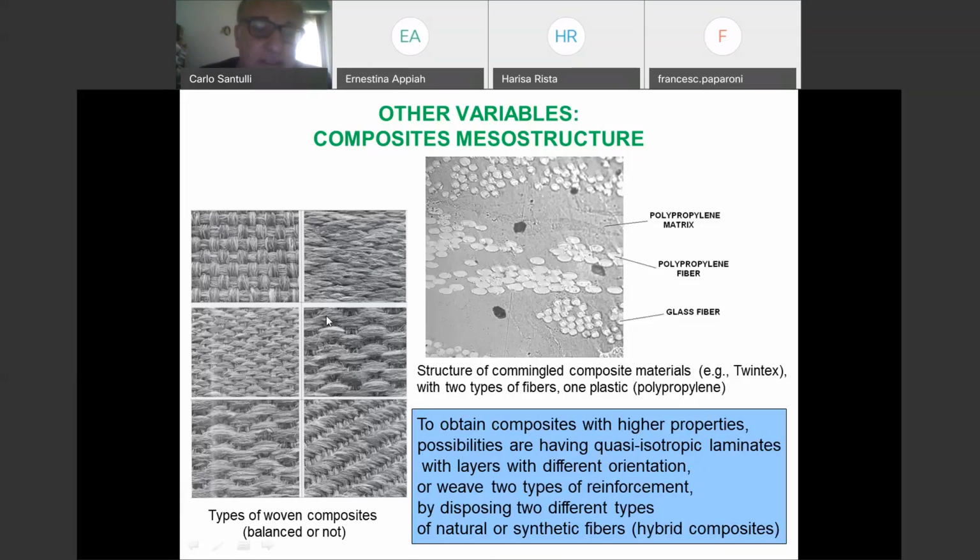The mesostructure means accounting for the difference which is made, keeping all the other parameters the same. If I use, for example, a twill, which is the weave structure used in jeans, a particular type of twill, you might have a plain structure, or you might have a satin structure. So mesostructure means taking into account the difference brought by the different kind of weave.